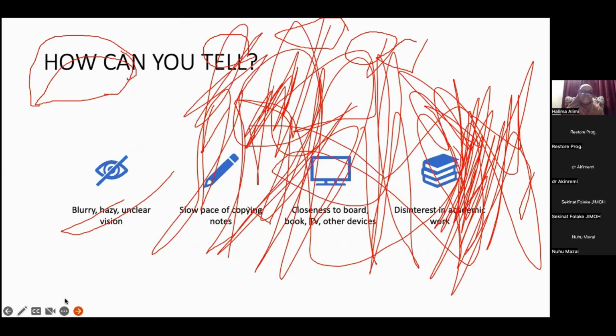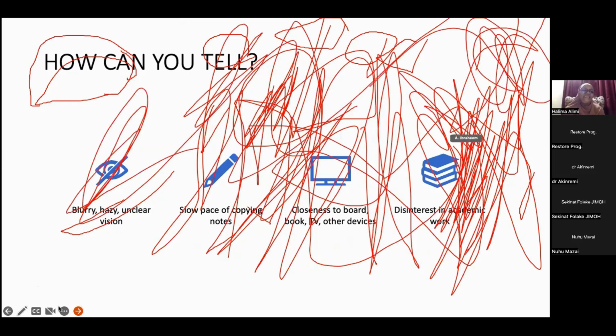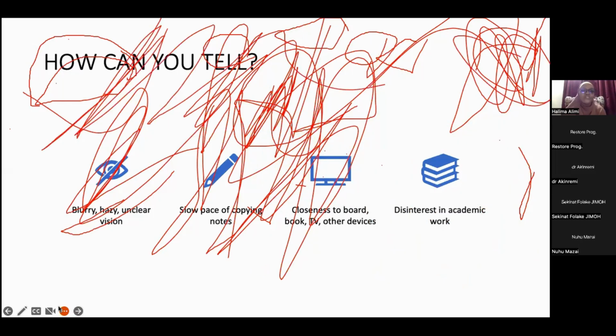So they would tell you that the image looks blurry. They're unable to see clearly, or it's hazy, or whatever. Now, not all children can verbalize and actually tell you that their image is blurry, especially children who have never had a different experience. And so sometimes it's the slow pace of copying notes in class that tells you that there might be a problem. If you have a child who is particularly slow, one of the things you must consider is that perhaps the child cannot see the board properly.